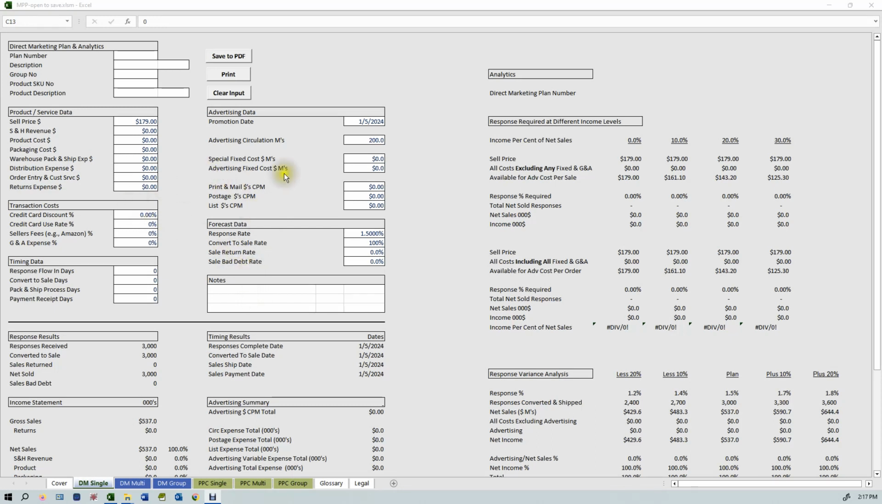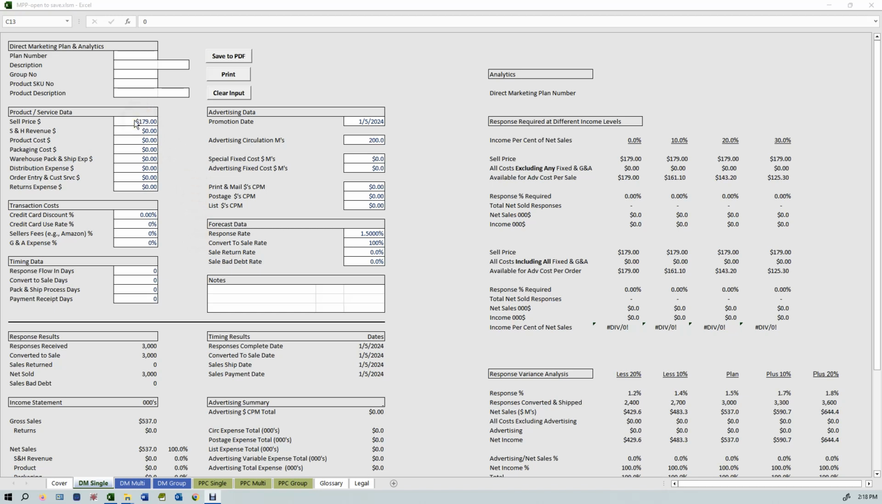This video is to give you a little overview of how the templates work, with some real live examples. The Marketing Profit Plan opens to the DM single. This is where you calculate a one key code or one campaign outlook.